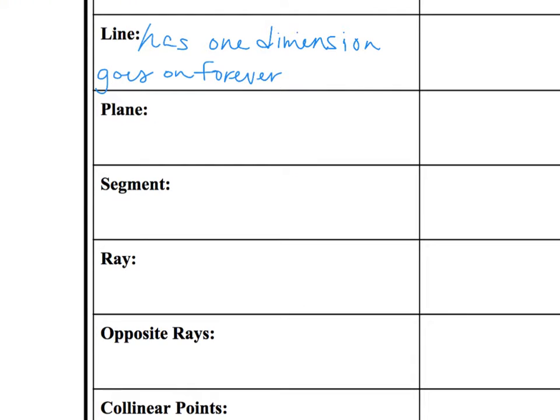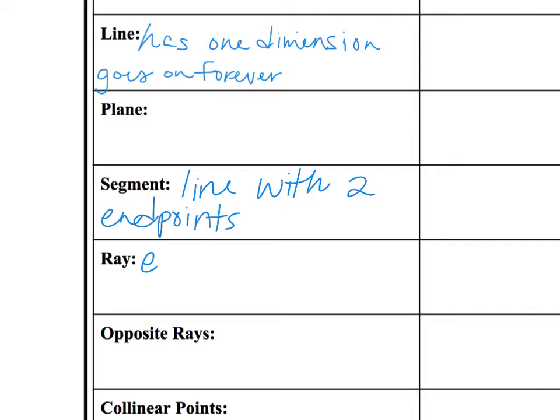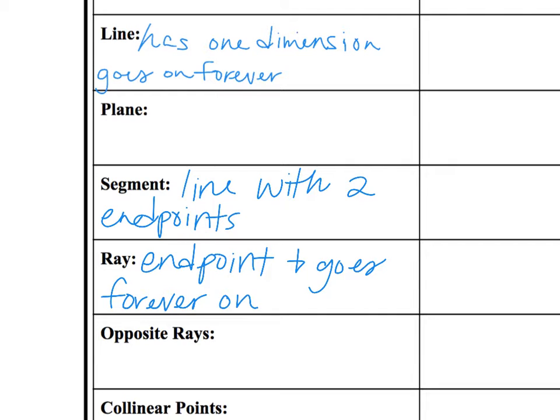A segment is a line with two endpoints, is like how I like to think of it. And then a ray, you guys said it has a point at one end, so it has one endpoint. And then it goes forever one way, or like on one side.